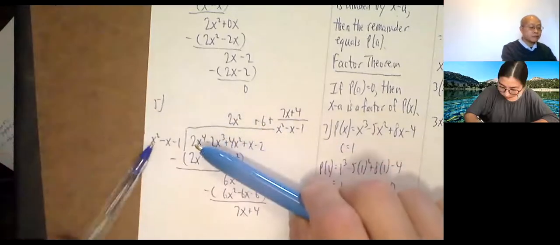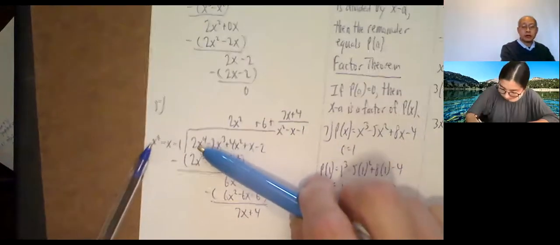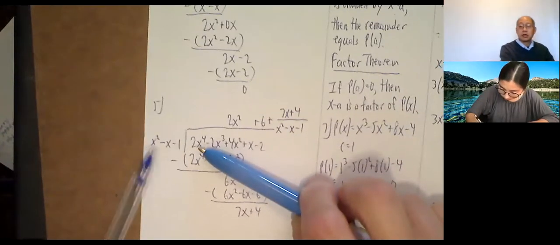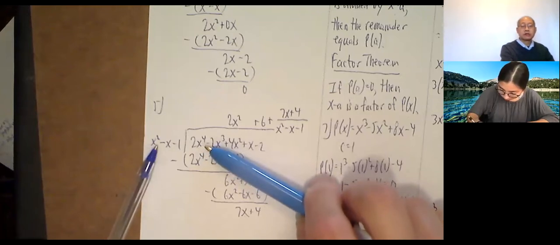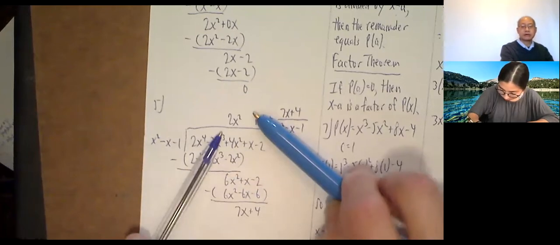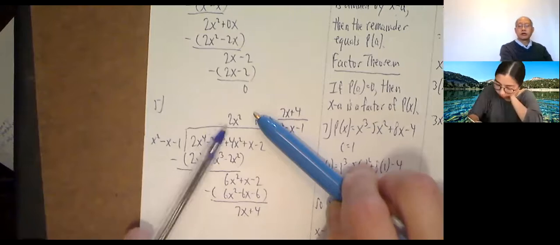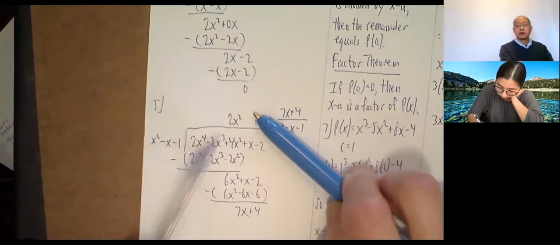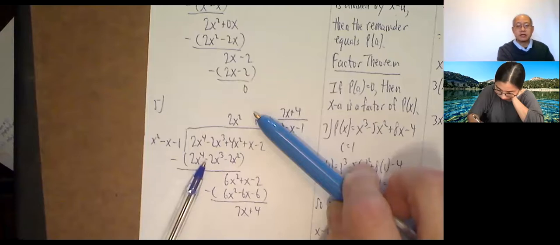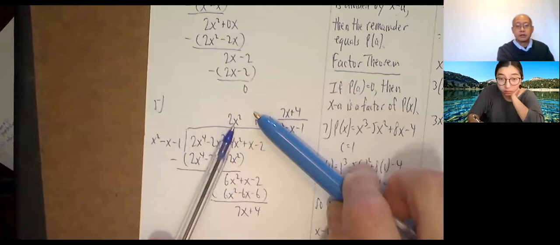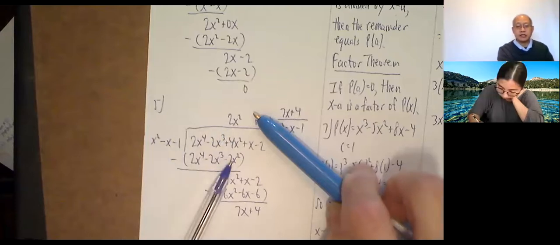Okay, so same thing. First thing here, look at only these two. What do you multiply this by to get that? How do I go from x squared to 2x to the 4th? You need 2x squared. So I put a 2x squared on top. Now take 2x squared times this whole thing. 2x squared times x squared is 2x to the 4th. 2x squared times negative x is negative 2x cubed. 2x squared times negative 1 is negative 2x squared.